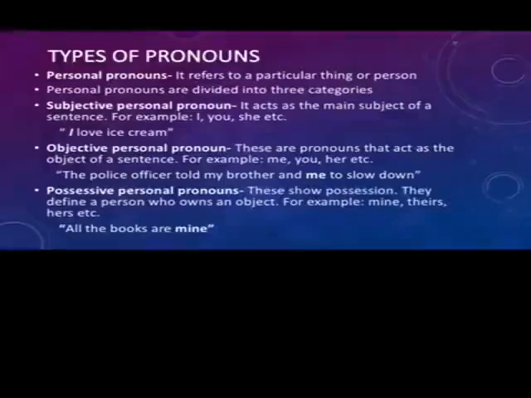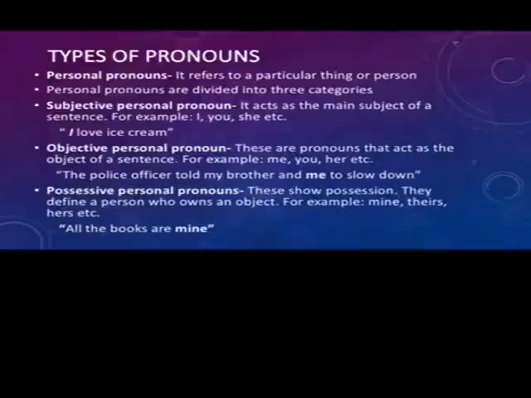Personal pronouns are further divided into 3 subcategories. Subjective personal pronoun. It acts as the main subject of the sentence. For example, I, you, she, etc. I love ice cream. Here, I is a subjective personal pronoun. Objective personal pronoun. These are pronouns that act as the object of a sentence. For example, me, you, her, etc. The police officer told my brother and me to slow down. Here, me acts as an objective personal pronoun.